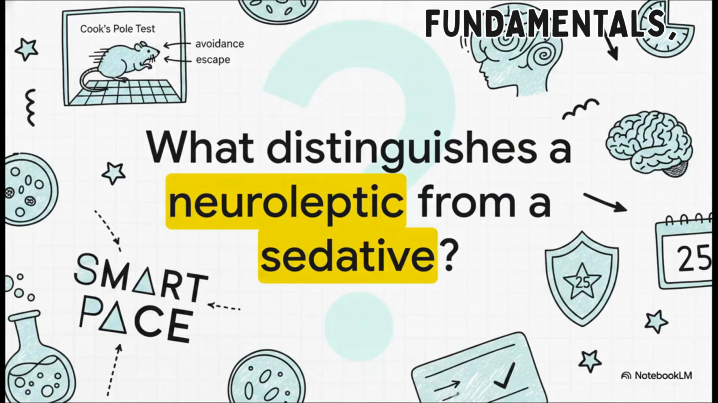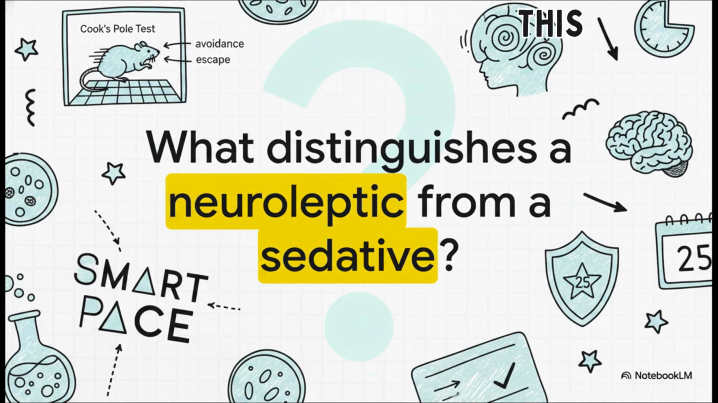Okay, we've covered the fundamentals, the behavioral models, the mechanisms, and the in vitro assays. To wrap up this explainer, I want to leave you with a provocative question to really lock in your attention. Based on the evaluation phase of our SMART PACE framework, what is the single most vital behavioral parameter that distinguishes a true neuroleptic from a simple sedative in Cook's pole test? Think back to that critical difference between the avoidance response and the escape response.